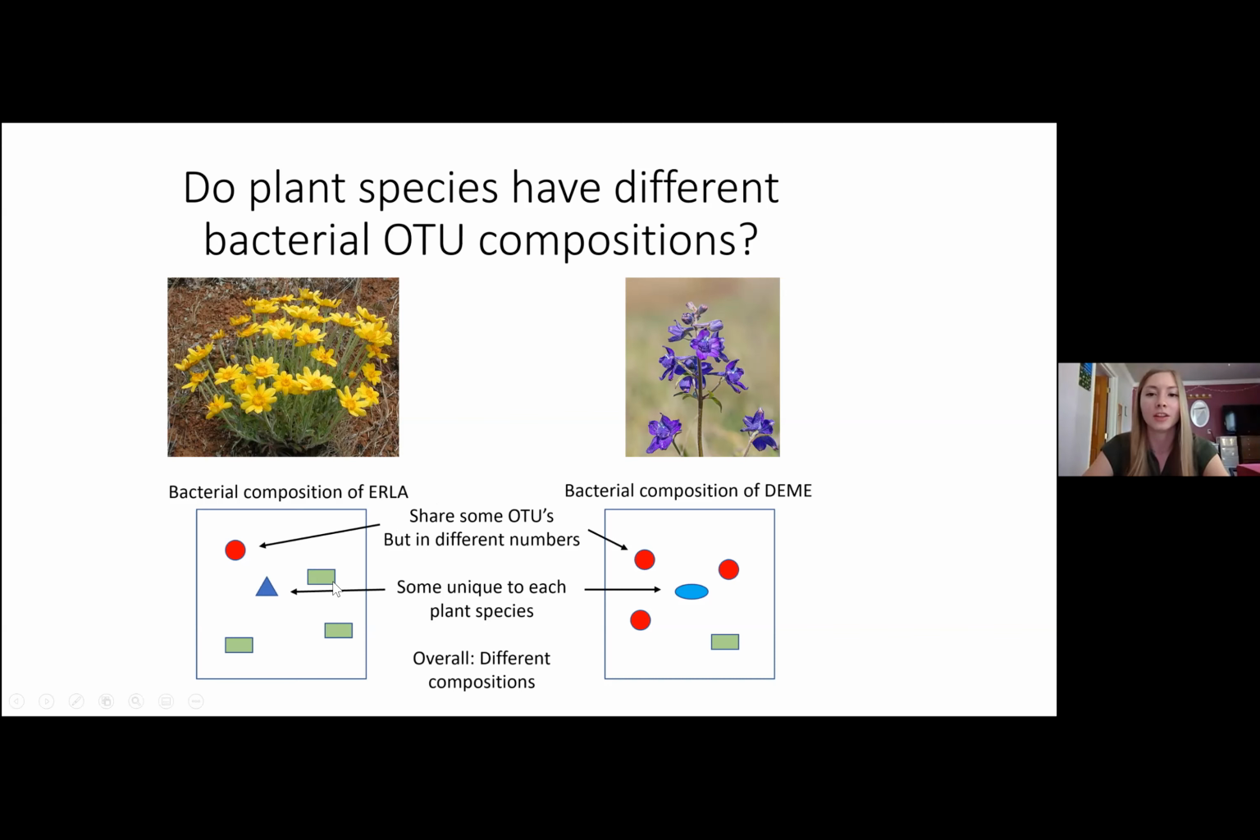And with this green one, it's sort of the same but reversed, where we have one bacterial taxa that's present frequently in Urla, and that same bacterial taxa that's only once in Demi. Then we have our composition that's partly determined by presence of bacterial taxa. So Urla is the only plant that has this bacterial taxa, the triangle, and Demi is the only plant that has this bacterial taxa, the oval. So overall, these plants, you would say, have different combinations and composition of bacterial OTUs.